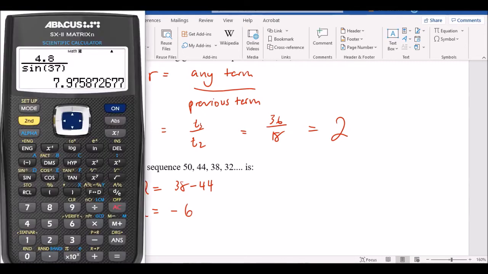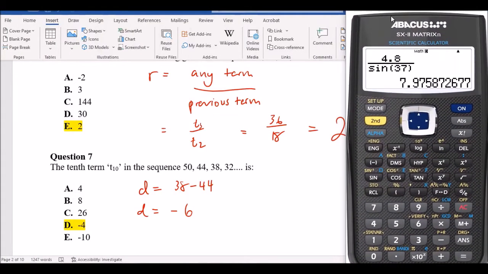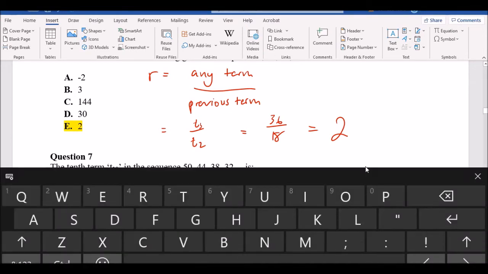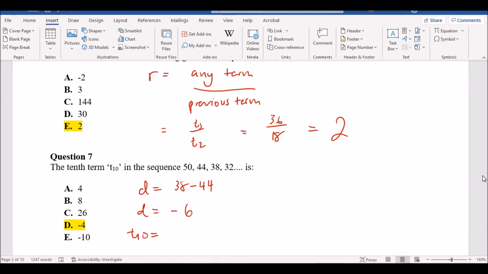So I already know how much it's going down by. This is now where I pull out my calculator. Using my calculator, I have to figure out what is the 10th number, T10. So on your calculator, start off by writing down the first number, 50. Remember, make a note, that is my first number, number 1. And to get the next number, I know that I'm minusing by 6. So if I go minus 6, this is my second number, third, fourth, fifth, sixth, 7, 8, 9, 10. So my 10th number is negative 4.